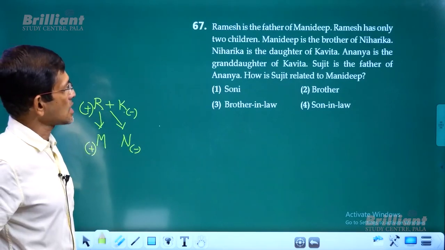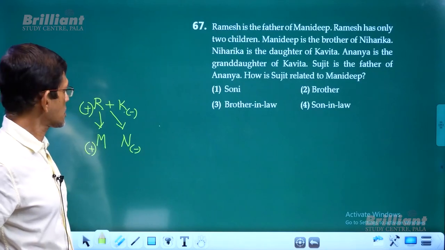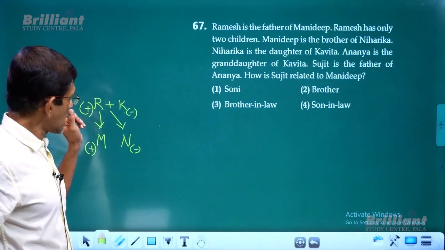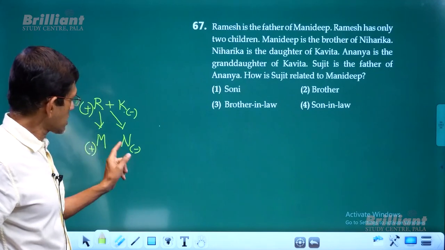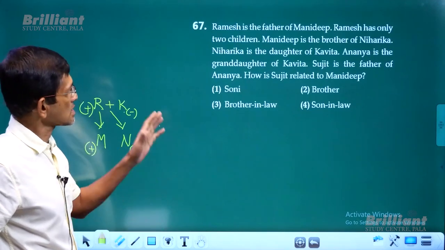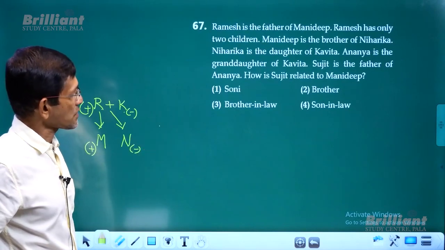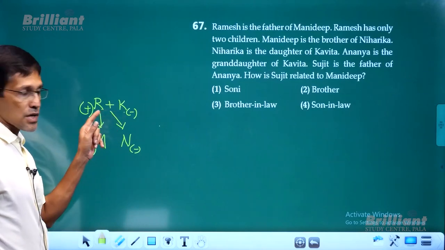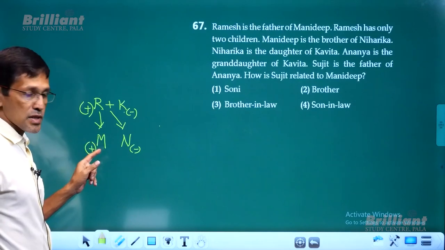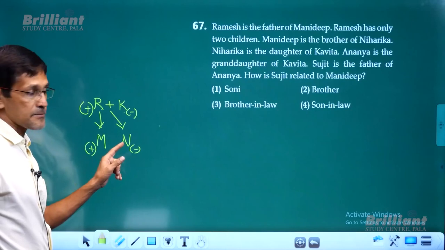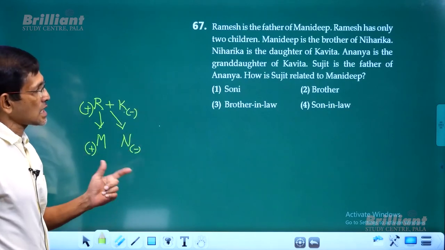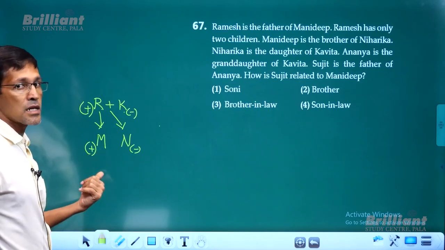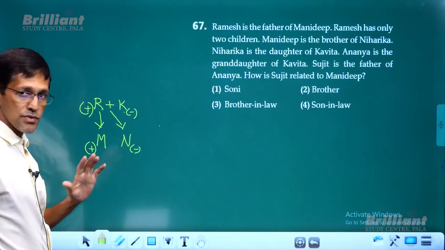And Ananya is the granddaughter of Kavita. This is Kavita. Ananya is the granddaughter. So that means Ananya would be the daughter of Manideep or the daughter of Niharika. We'll check it out. Sujit is the father of Ananya. Well, if Ananya is the granddaughter of Kavita, then Ananya must be the daughter of Manideep or Niharika. But here it's clearly given that Ananya's father is Sujit. So if Ananya were Manideep's daughter, then the father of Ananya must be Manideep. So that is not the case.